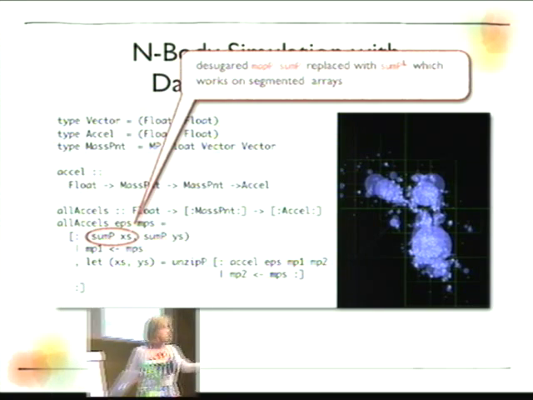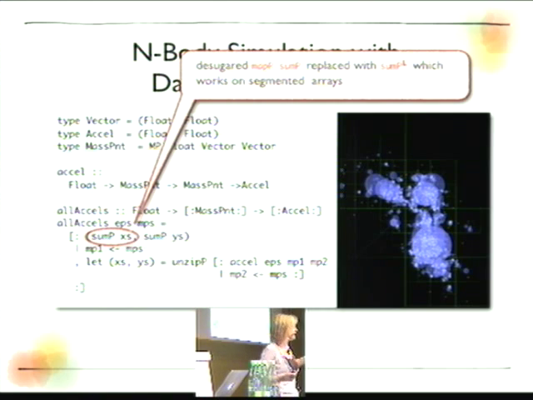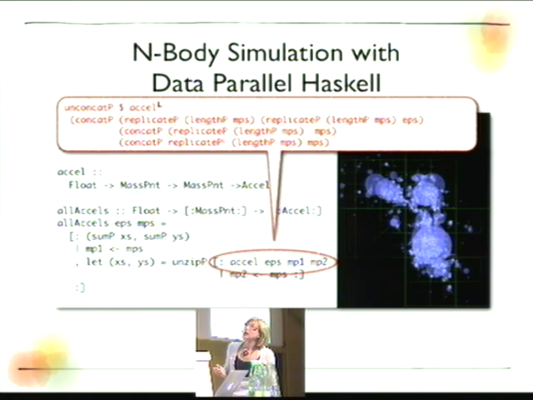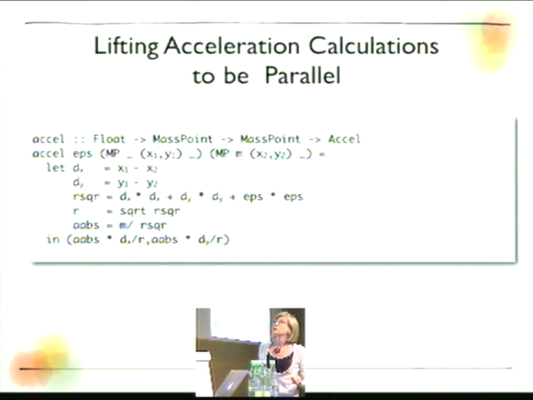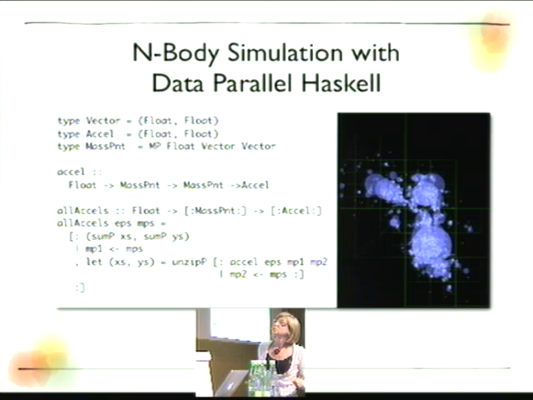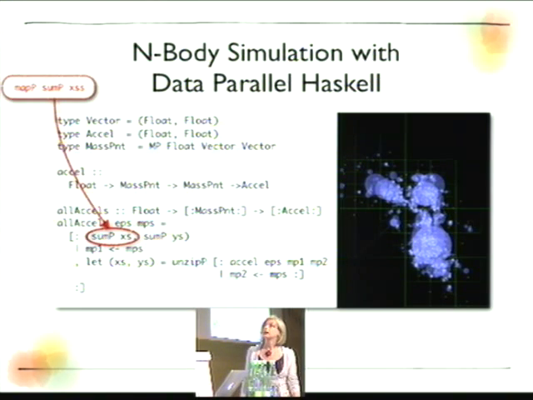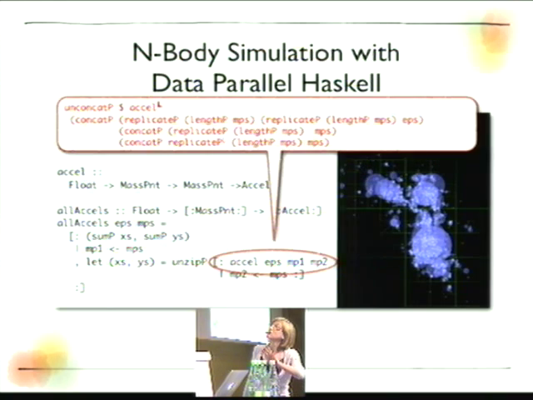Now, to get rid of the nested data parallelism, whenever we have a mapP of an already parallel function, and it's a built-in function, it will be replaced with a segmented version of this function. So segmented sumP takes a segmented array and computes all the segmented sums. Similarly, it replaces the map of accel with a lifted version of accel, which has to be generated because accel is not a built-in function, and it has to flatten the data vectors to do that.